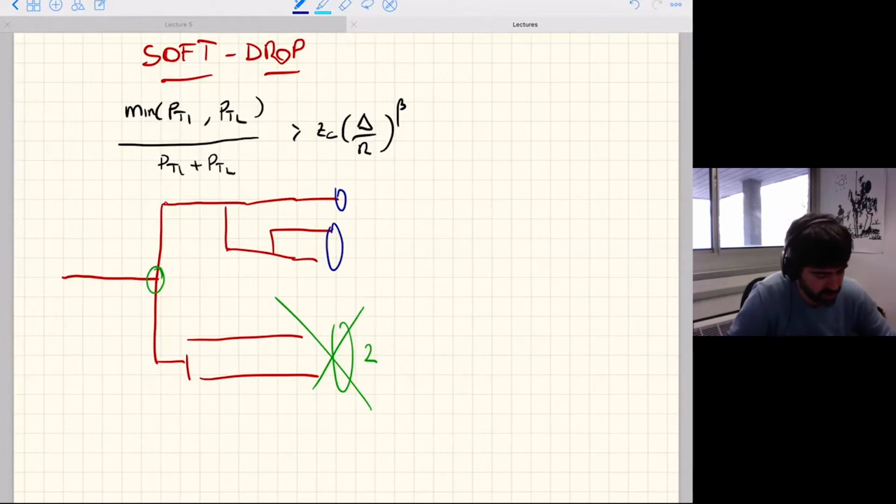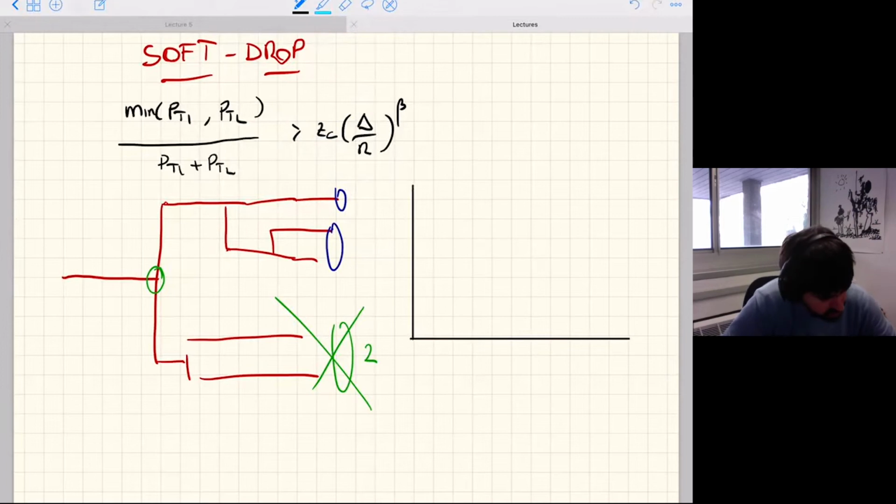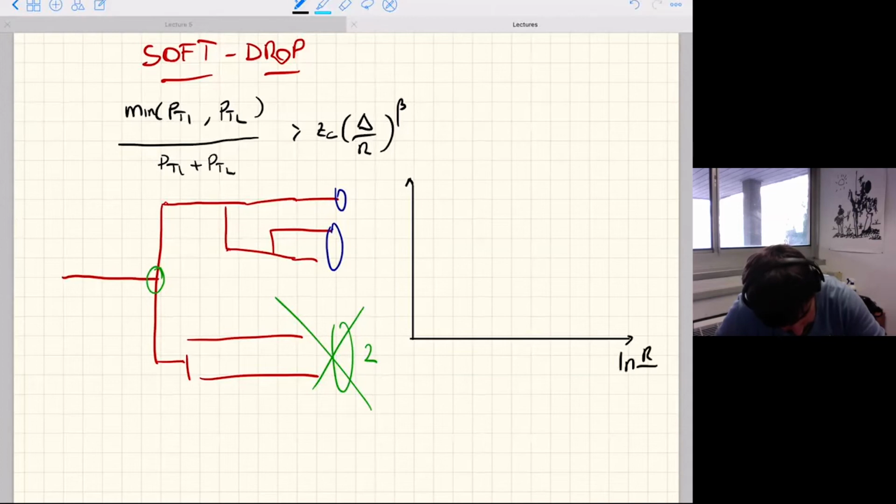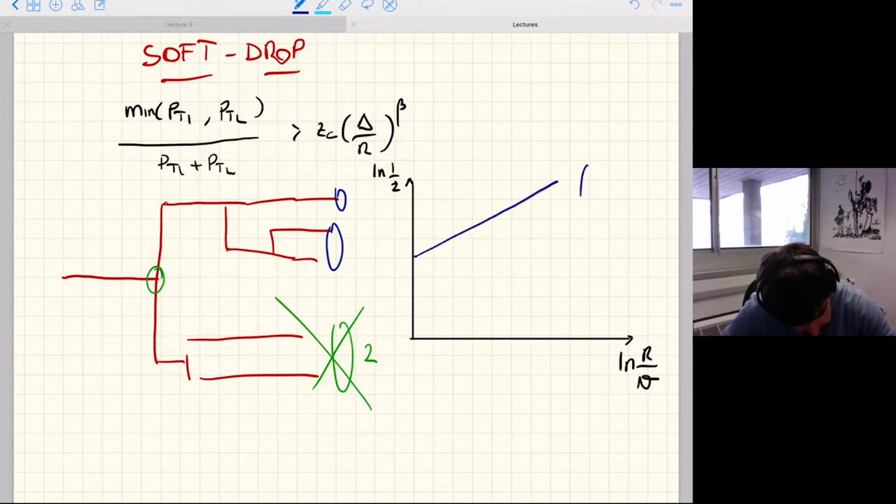The interesting thing, I mean, when soft drop came out, there were a plethora of other tools on the market. Why did this become somehow more popular in this business? Well, it's because we can reach a very good analytic understanding of what soft drop is doing. And in order to do that, we can use, again, the Lund plane. So you can plot the soft drop line, the line that describes the equality of this inequality, and it turns out that the soft drop line is something like that, if beta is positive.